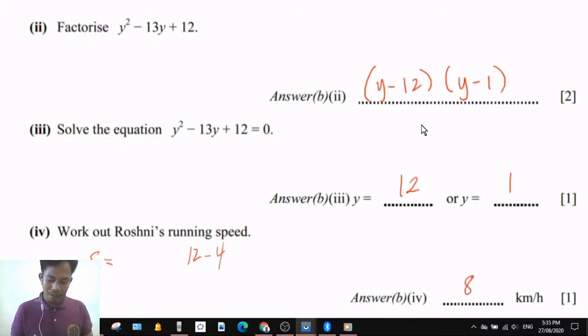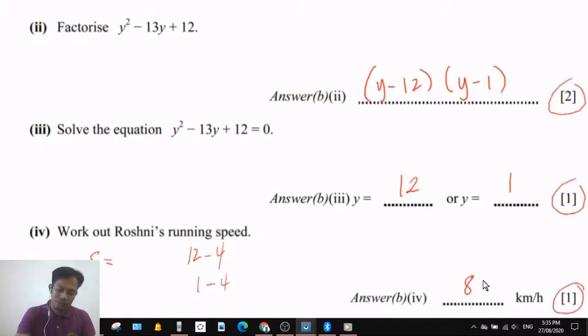Can it be 1 minus 4? No, because there is no such thing as negative speed. So I have the answer as 8. I'll get 1 mark and 2 marks.